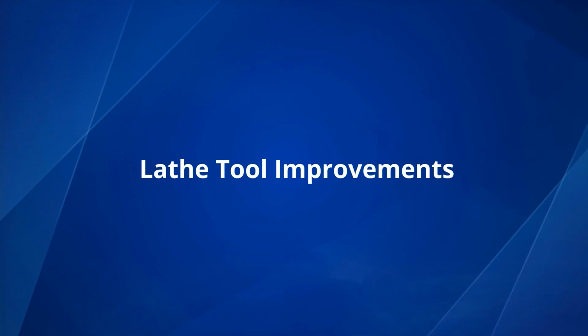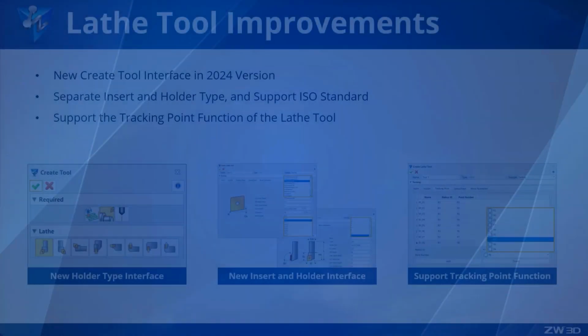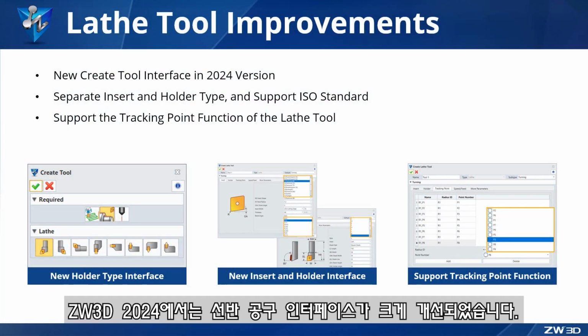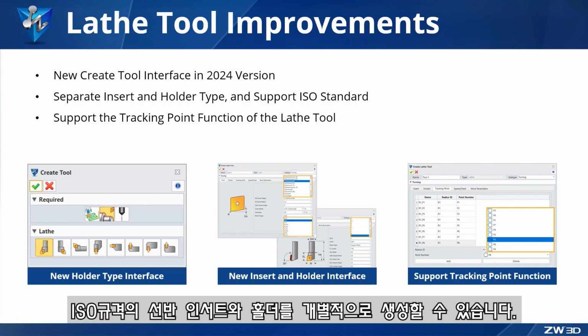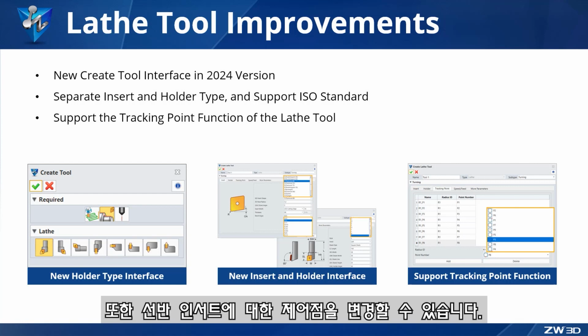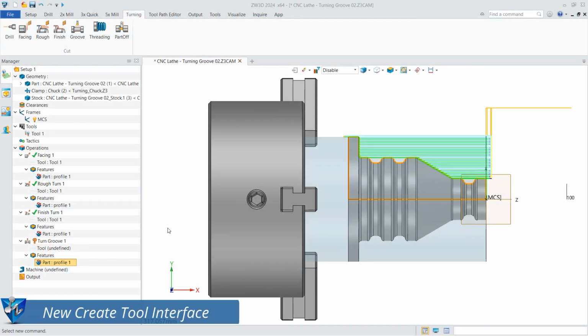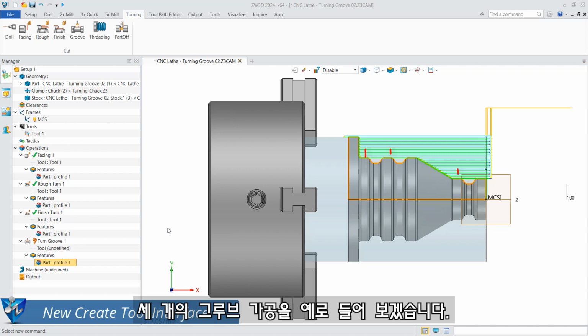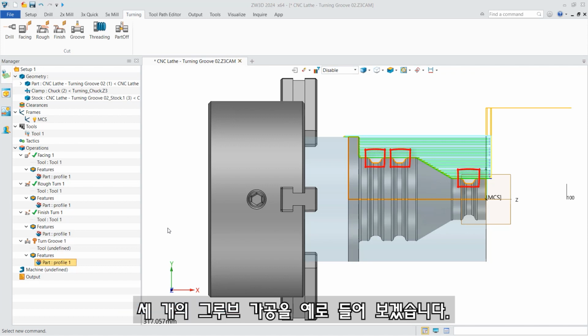Lathe tool improvements. In ZW3D 2024, the Lathe tool has been greatly improved. It has a new Create tool interface, including separate settings for lathe tool inserts and holders, and supports ISO standards and the tracking point function. New Create tool interface. Take the machining of these 3 grooves as an example.